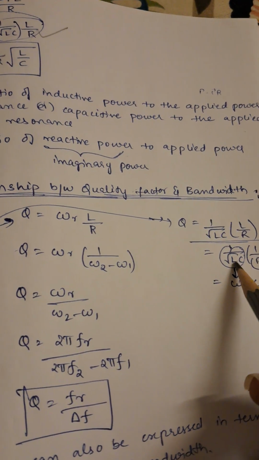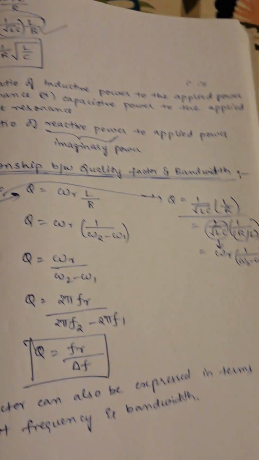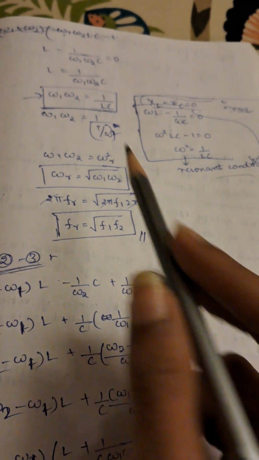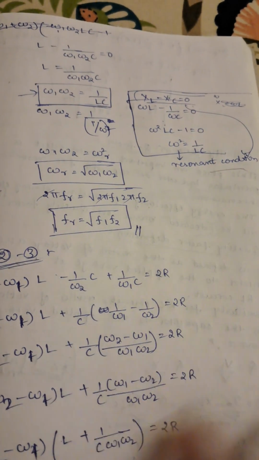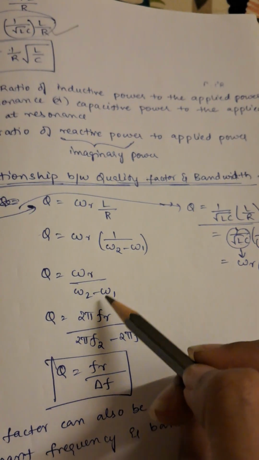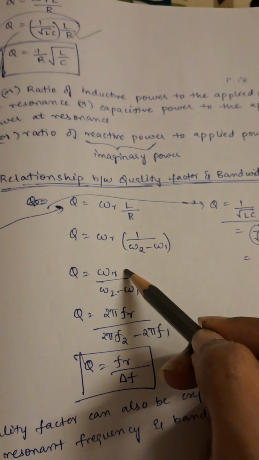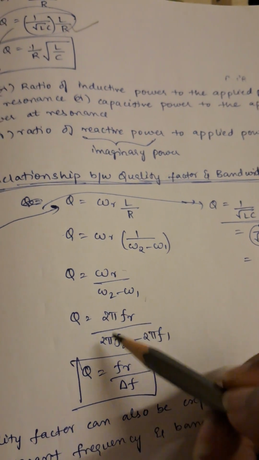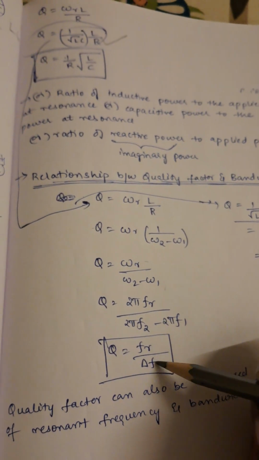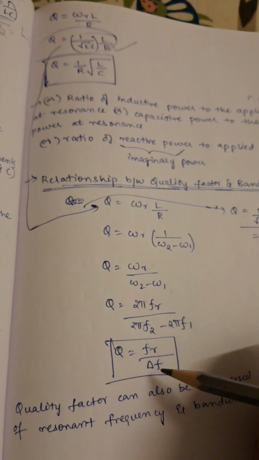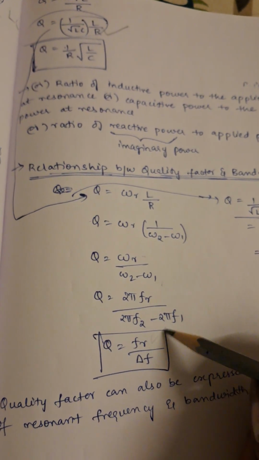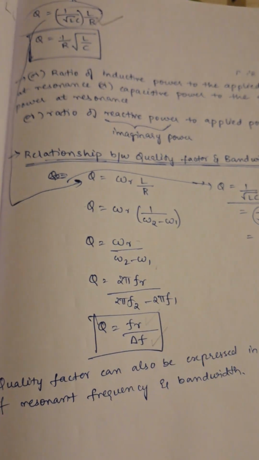Omega r is 1 by root LC. So we can write this as omega r by omega 2 minus omega 1. Omega r is 2 pi fr, omega 2 is 2 pi f2, omega 1 is 2 pi f1, and f2 minus f1 is delta f. So Q is fr by delta f. So it is the ratio of the resonant frequency to the bandwidth.